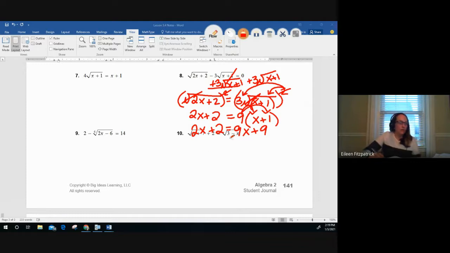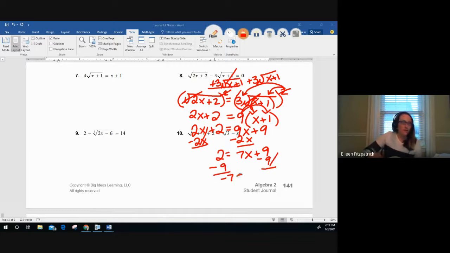Now it's a linear equation. So it went from being kind of a crazy equation to a pretty basic linear equation. I'm going to subtract 2x from both sides. So I have 2 is equal to 7x plus 9. And then I'm going to subtract 9 from both sides. So I have negative 7 is equal to 7x. Divide both sides by 7. Your x is equal to negative 1.